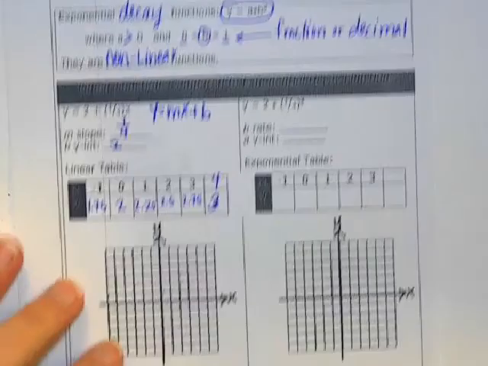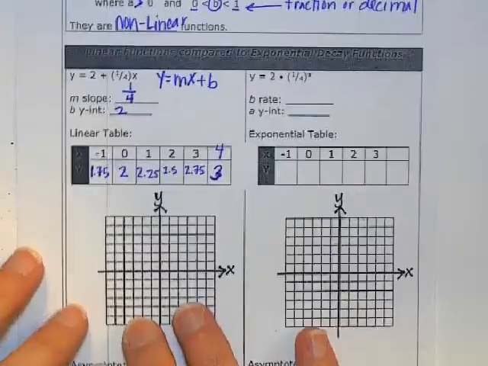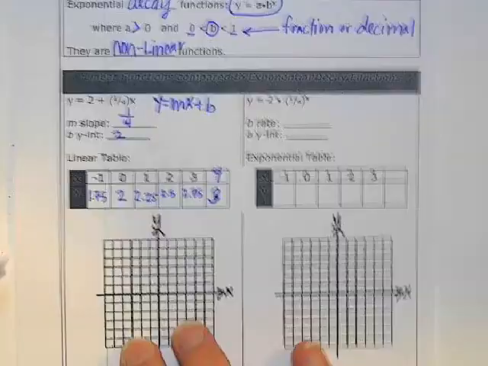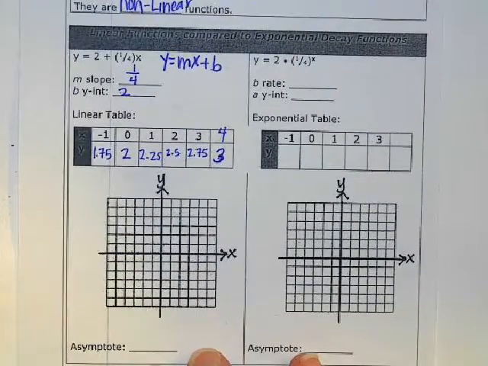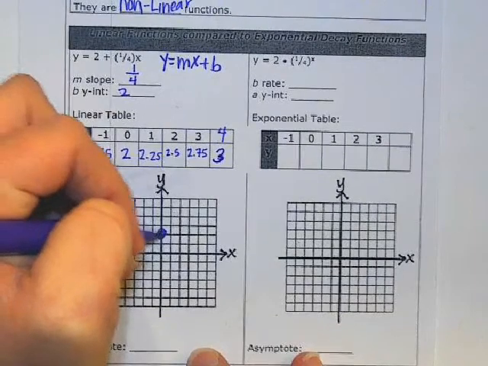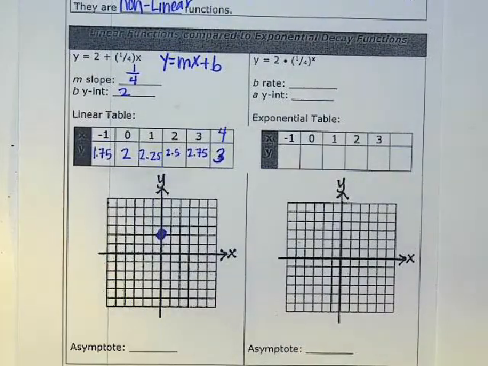Now we're going to graph linear. What do I start with? M or B? B. What's B stand for? Y-intercept. Good. So I go to the y-axis and put a dot on 2. Good job. Because it's my y-intercept.